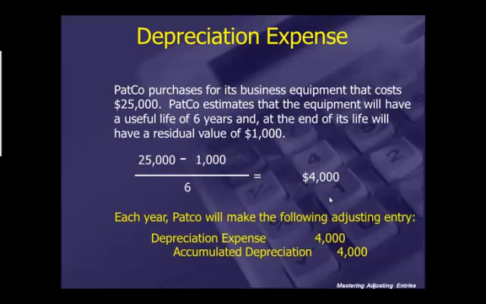So each year, if this is purchased at the beginning, in the first month of a calendar or fiscal year, each year there will be $4,000 in depreciation expense. So Patco will debit depreciation expense, credit accumulated depreciation in the amount of $4,000.